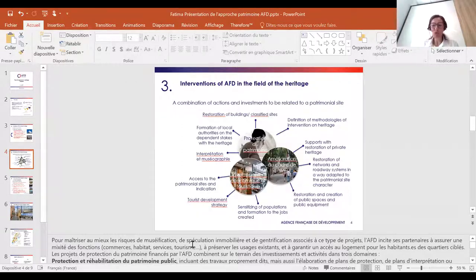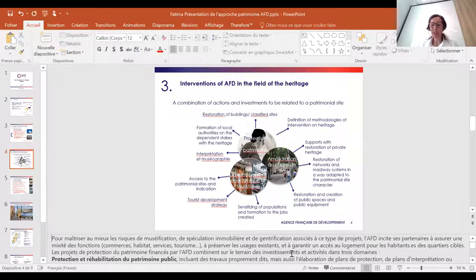On ne va pas avoir juste une entrée patrimoniale. Ce que je disais, c'est vraiment un projet intégré veillant à la mixité à la fois des fonctions et à la mixité sociale. Et surtout de préserver les usages existants, quitte à les améliorer et à garantir, et ça passe aussi par, dès lors qu'on intervient sur du patrimoine bâti, garantir le logement pour tous en favorisant, quand c'est possible, des financements pour maintenir la population locale sur le site.